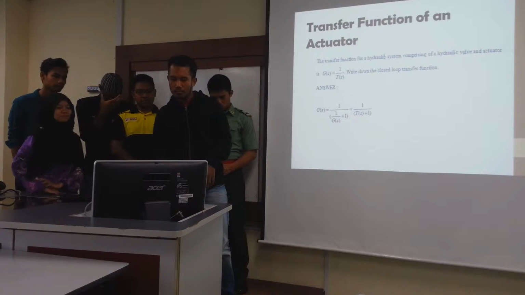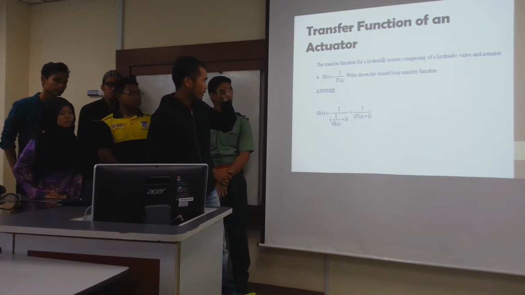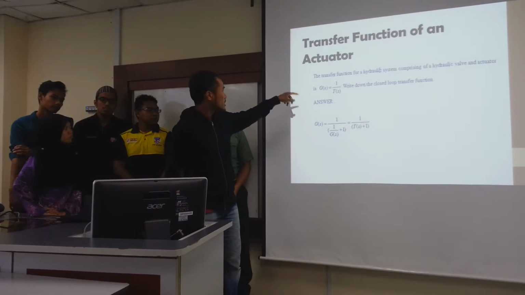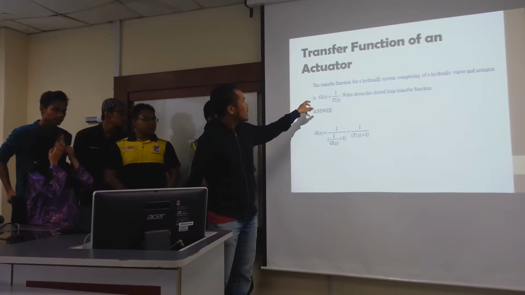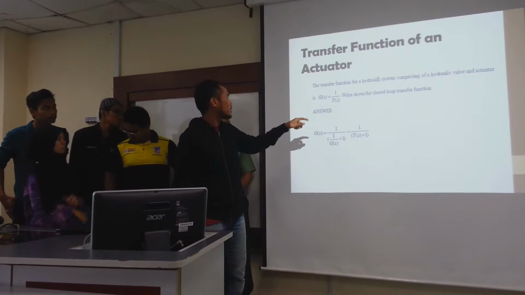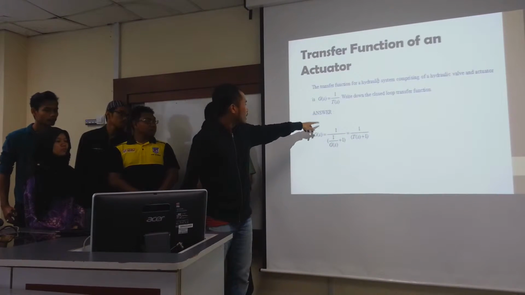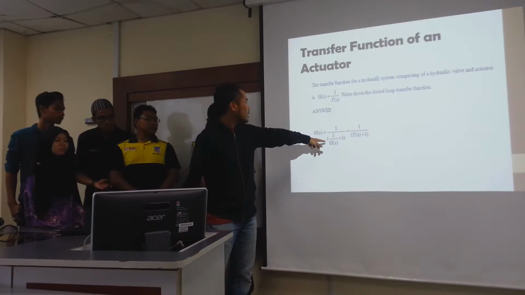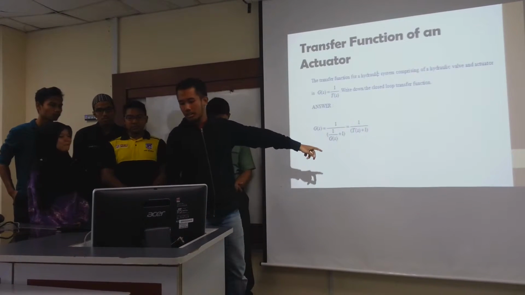Next, I will proceed to the transfer function of an actuator. This is basically the transfer function: G(s) equals 1 over Ts. The question is to write down the closed loop transfer function. The answer is 1 over Ts plus 1.